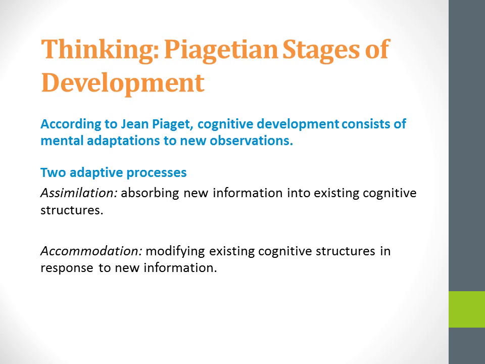The child might realize, though, that they need to modify that cognitive structure of horse to accommodate this new information. So eventually the child will learn that a zebra, although it looks kind of like a horse, is not exactly a horse. And so they need to create a new cognitive structure to account for zebra as the new category.